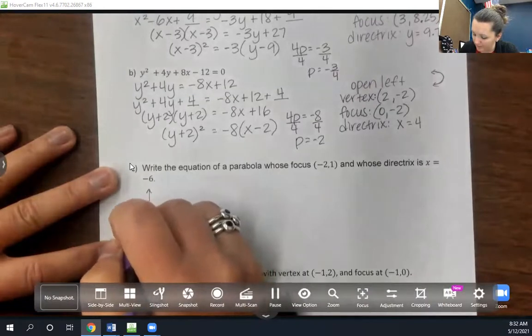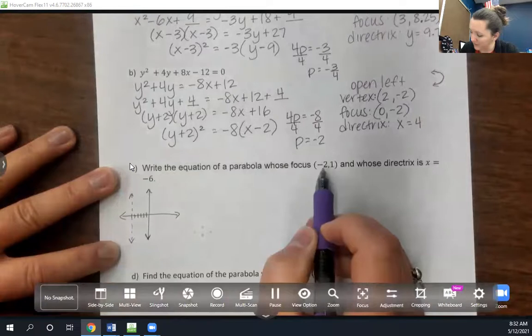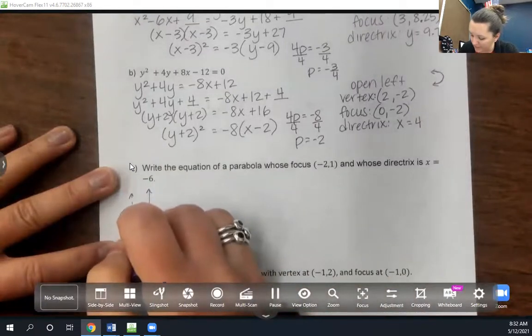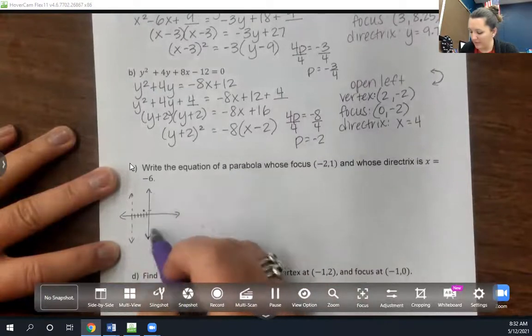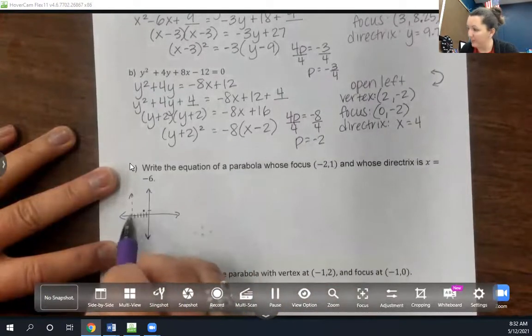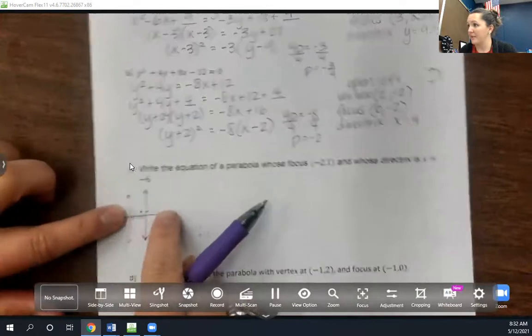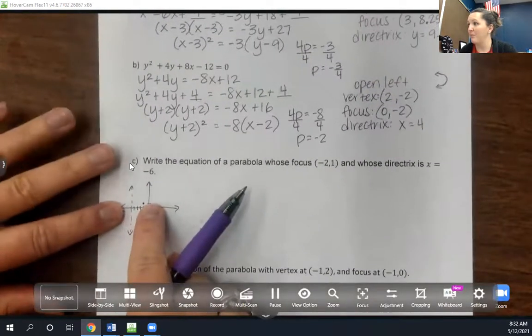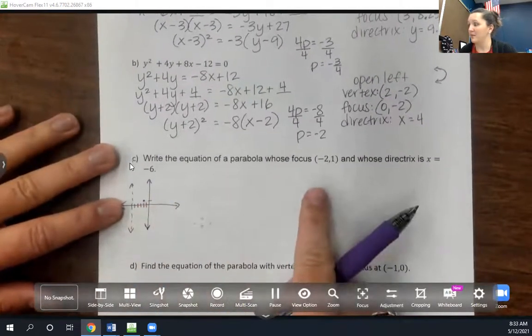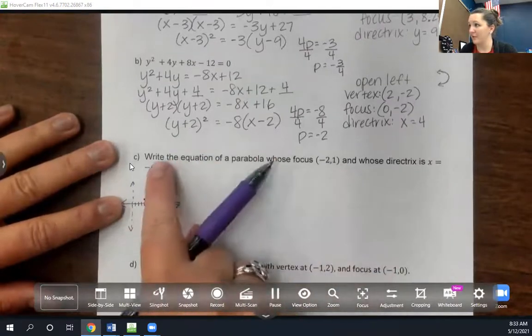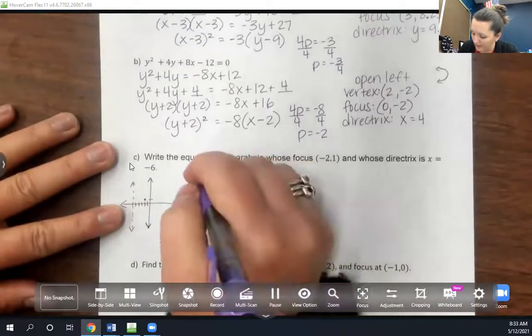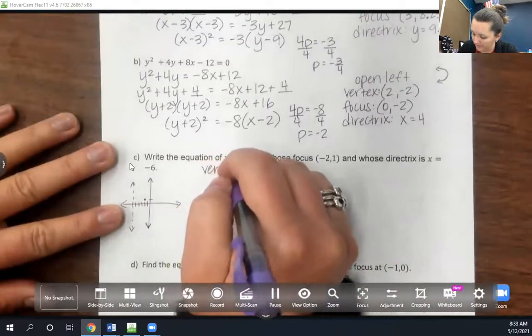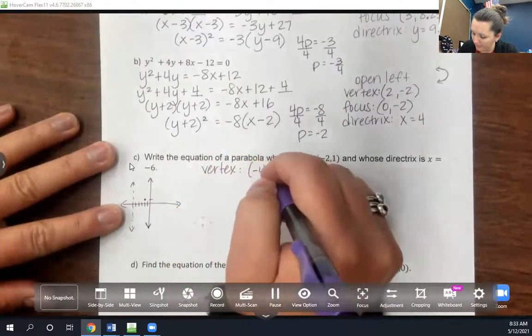1, 2, 3, 4, 5, 6. There's our directrix right there. And our focus is (negative 2, 1). So it's right here. So I know that my vertex is between my focus and my directrix. So I want to know the midpoint of my focus and my directrix, between negative 2 and negative 6, right? So it's (negative 4, 1). So our vertex is (negative 4, 1).